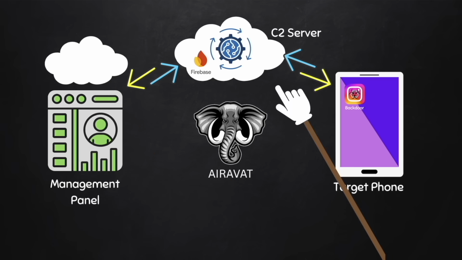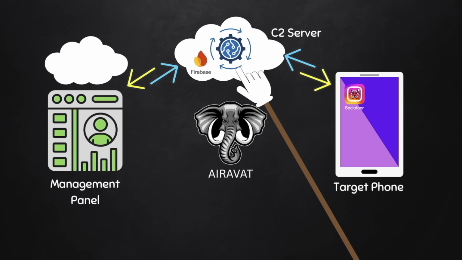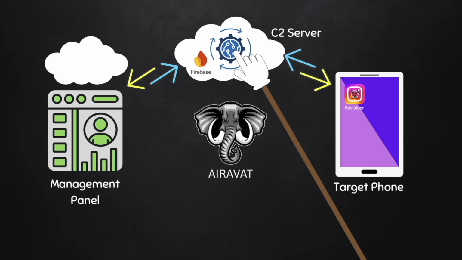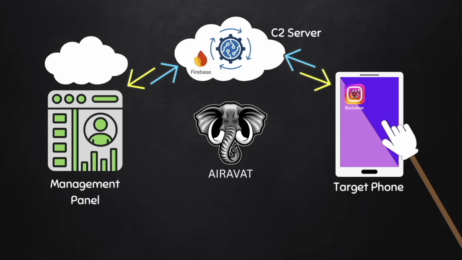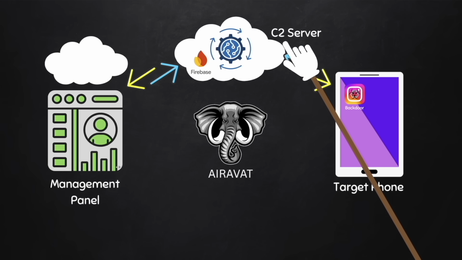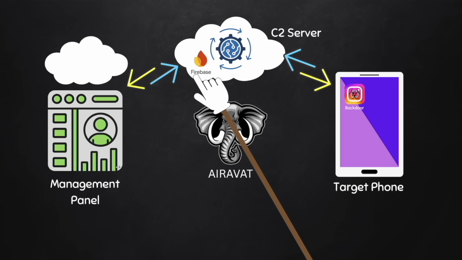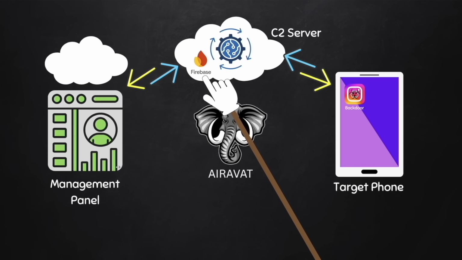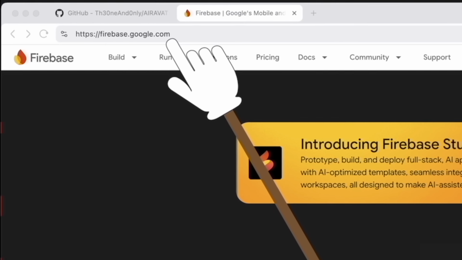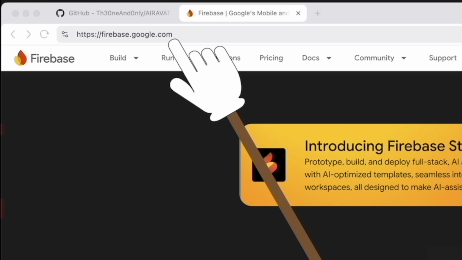And because of this infrastructure, our cloud servers are always going to be on, and they're always going to be ready to receive connections from the phones that we hack. So first, we're going to go ahead and set up our C2 server that will be managed and done through Firebase, as we said. So first of all, we're going to have to go to firebase.google.com.